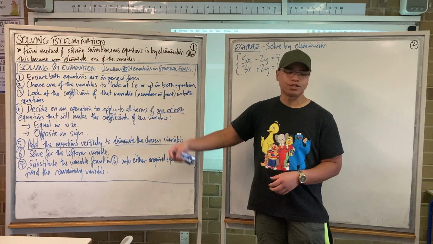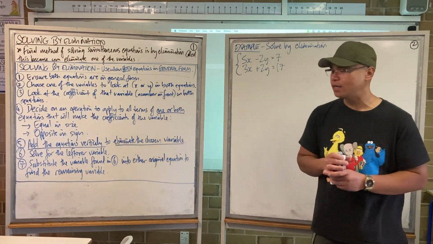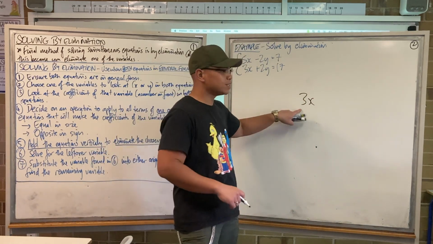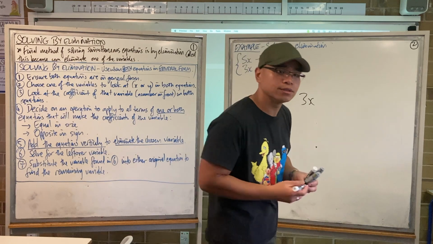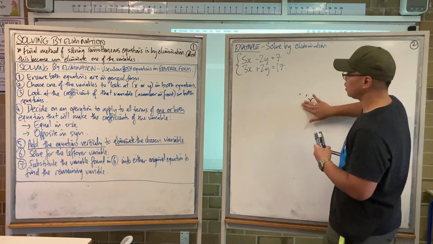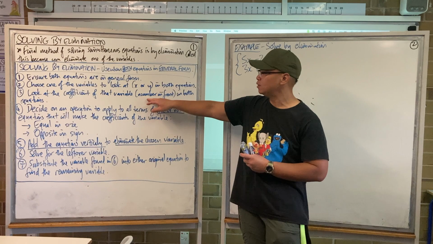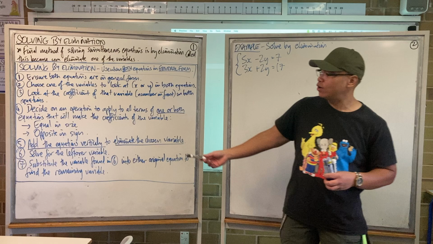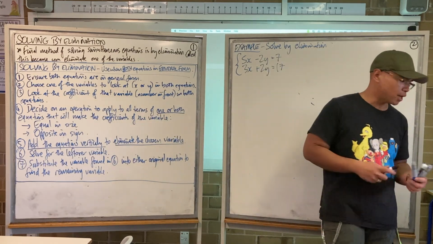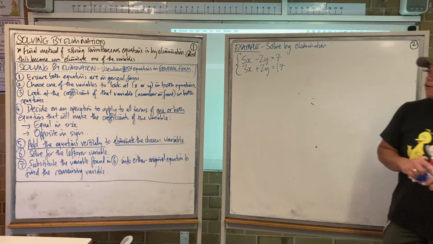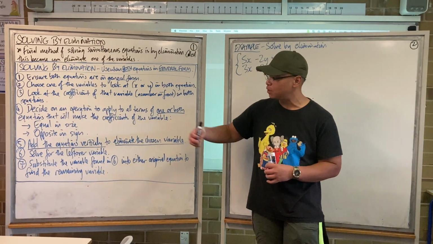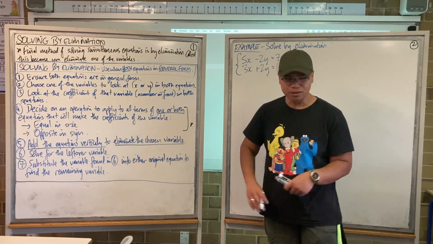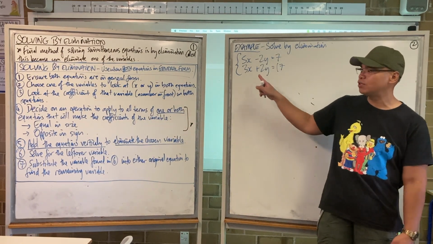Look at the coefficient. Let's do some terminology here. If you have 3x, x is the variable, 3 is the coefficient. It's the number in front, okay? So step 3 is you look at the coefficient of the variable, the number in front, in both of the equations. And 4, you decide on an operation that you apply to all the terms of one or both equations that will make the coefficients equal in size, opposite in sign. That is the hardest step. You're looking at that and going, what does that mean? You'll see when we do this.